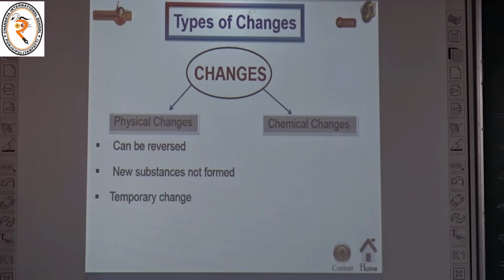For example, think about melting of ice cream. It is an example of physical change. It can be reversed. If we take the melted ice cream and put it in the freezer, we can get the solid form of ice cream. So it can be reversed. And no new substance is formed in a physical change and it is a temporary change. What is called chemical changes? See, it cannot be reversed.